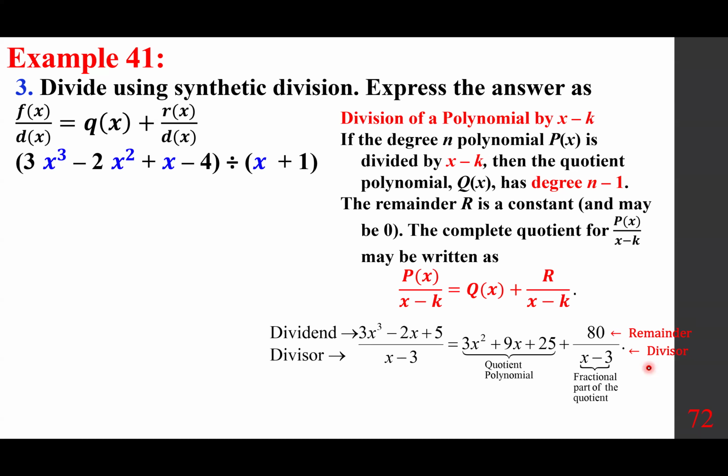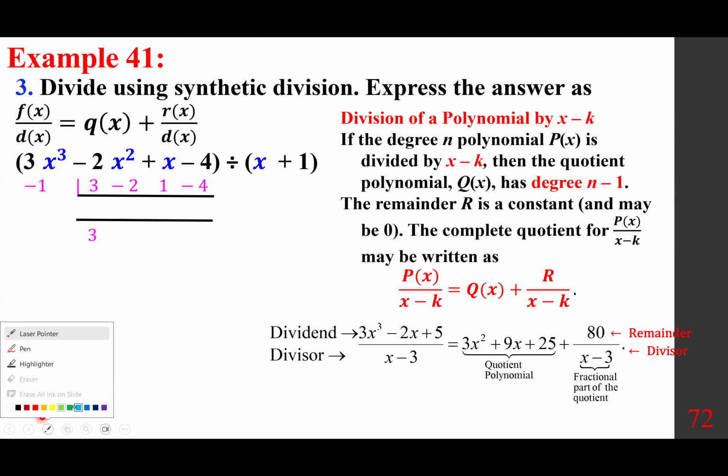So how do we work with this? If we want to go with the synthetic division, we are going to write the coefficients, and it has to be in descending order: 3, negative 2, positive 1, minus 4, and this one we're going to put minus 1. By the way, if any of them is missing, you have to have a placeholder. You must put 0 there as a placeholder. So basically, you drop the first one. Then you multiply by negative 1.